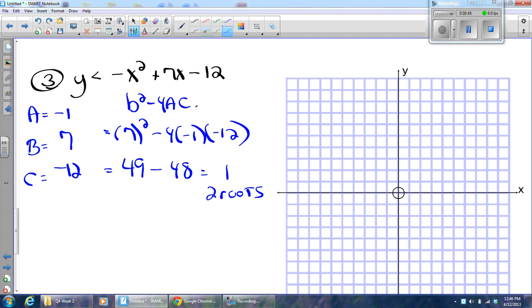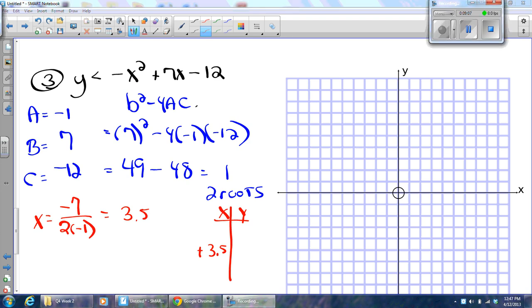All right, go looking for my vertex. X is going to equal negative 7 over 2 times negative 1, which is going to be 3.5. I'll go to a t-table and put 3.5 in for x. It's just a coincidence, by the way, that I got 0.25. It's similar to the other one, but it's based on the numbers I pick. So I'm going to go 1, 2, 3.5, and then up a quarter. Now I know this parabola is going to open downward because a is negative, so I'm going to put the coordinate above.